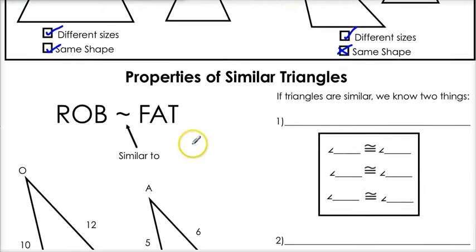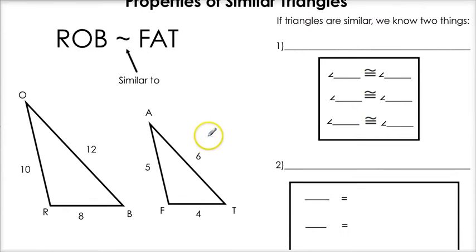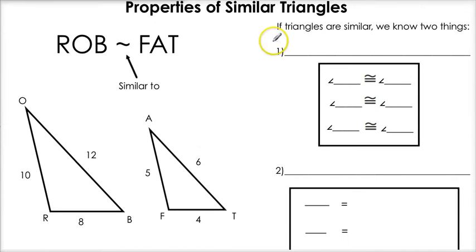So let's talk about the properties of similar triangles. There's two that we really have to be aware of. If triangles are similar, we know two things. The first thing we know is that all angles are, and that's alliteration right there for you English people, congruent, and now it's not. Or maybe it is. I don't know. Ask Mr. Ayers. All angles are congruent.